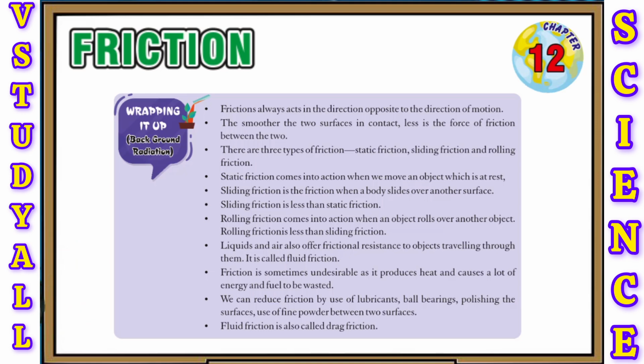Rolling friction comes into action when an object rolls over another object. Rolling friction is less than sliding friction. And liquid and air also offer frictional resistance to objects traveling through them. It is called fluid friction. Next, friction is sometimes undesirable as it produces heat and causes a lot of energy and fuel to be wasted. We can reduce friction by use of lubricants, ball bearings, polishing the surface, and use of fine powder between two surfaces. Fluid friction is also called drag friction.